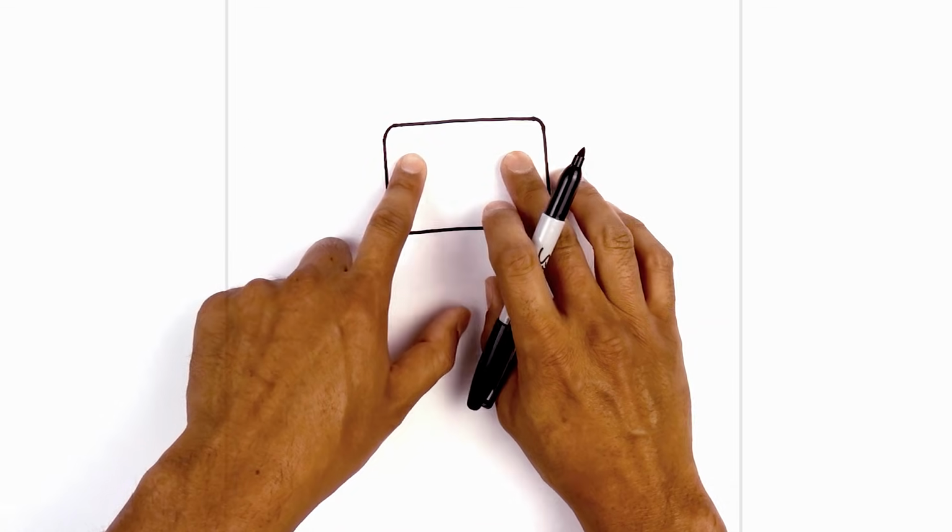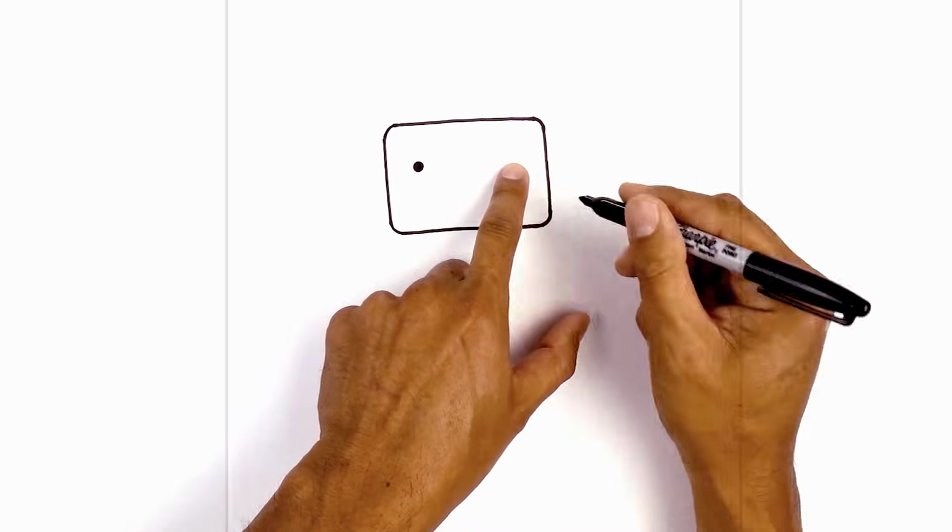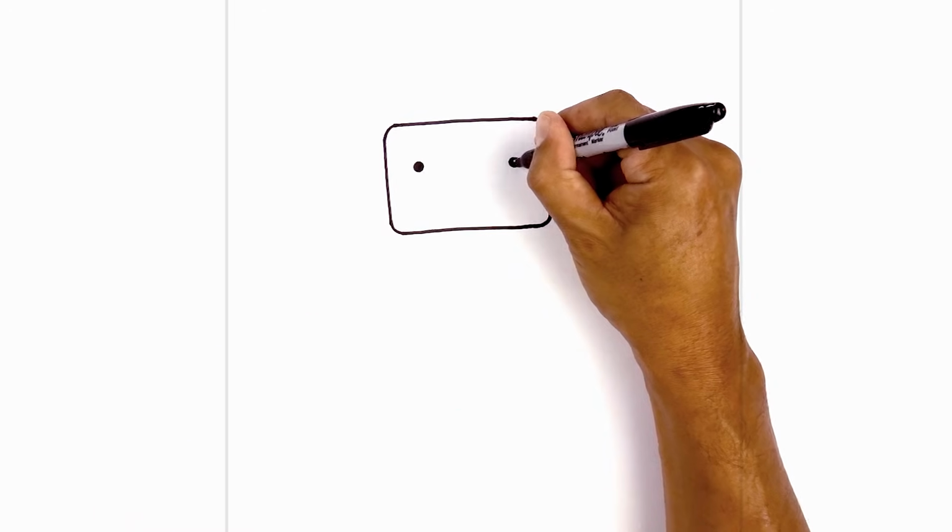Let's go in and add the eyes. So I'm going to draw two small circles on either side. Starting on the left, draw a circle. We're going to fill that in black. Now we're going to move over towards the right and do the same thing.